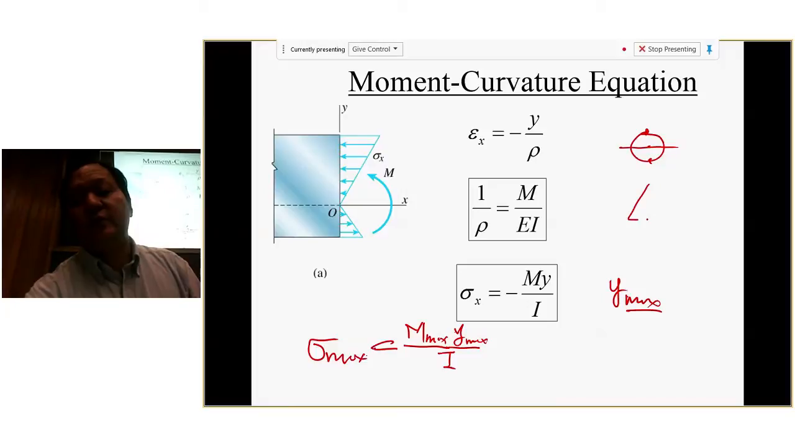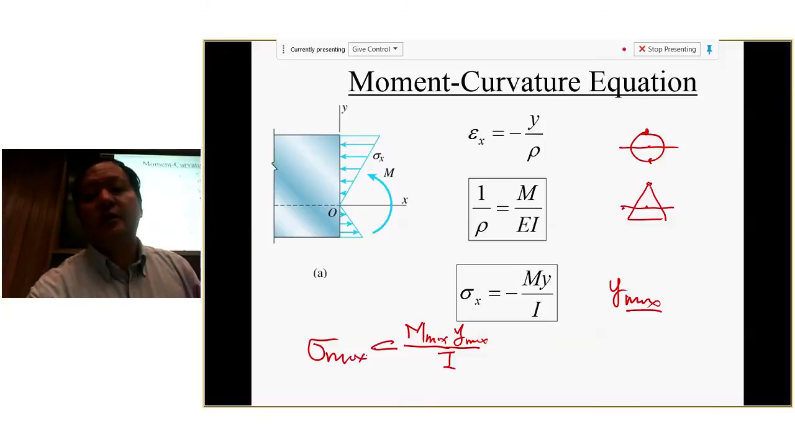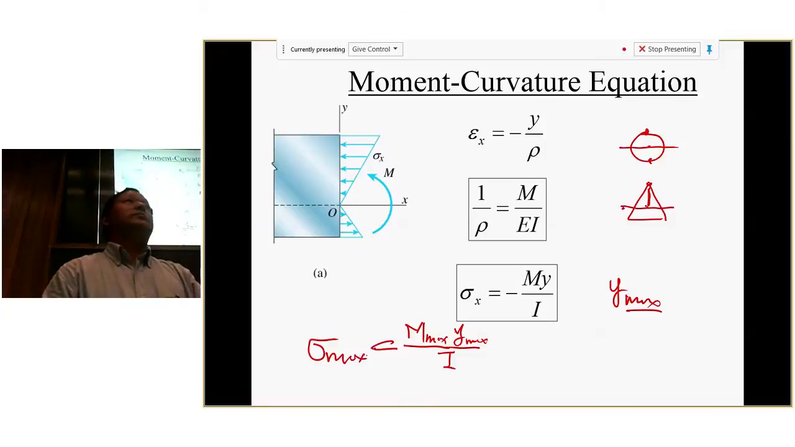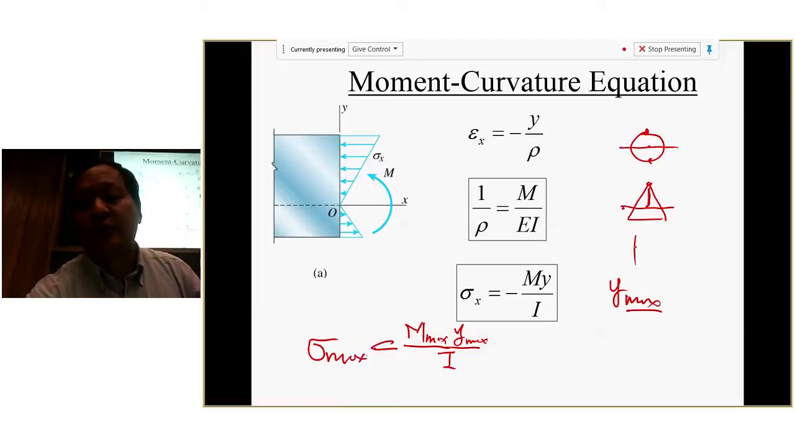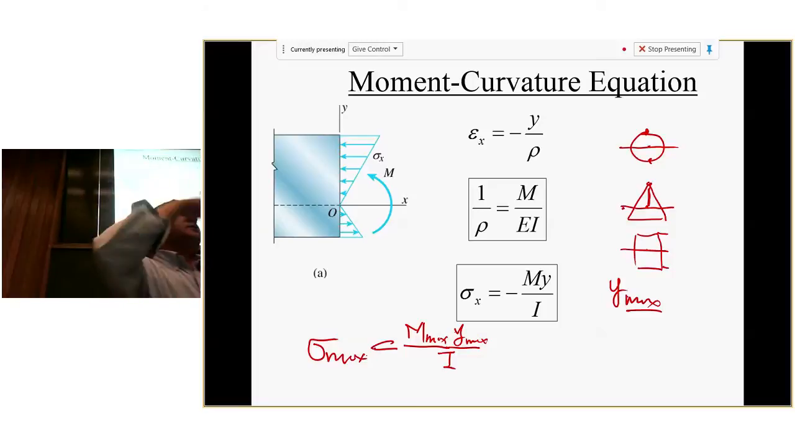Now let's say you have a triangle, the center is here, so the neutral axis is here. Therefore, where is the y maximum? The top tip, right? So it's right here. This distance is the y maximum, right? And if you have a rectangle, then the y maximum will be this distance or this distance, right? It's equal because the rectangle is symmetric.